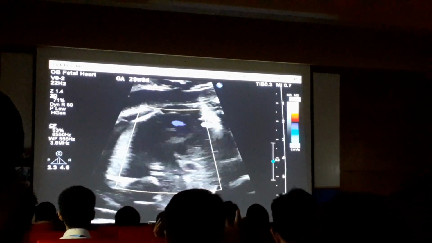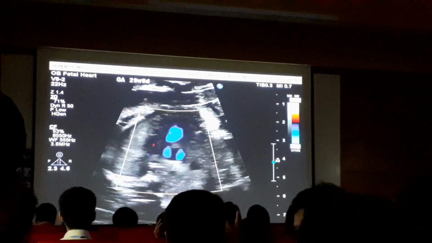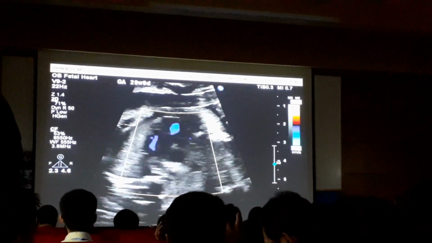And I don't see anything obvious here. There's a tiny bit of pulmonary valve regurgitation, but no obvious stenosis.